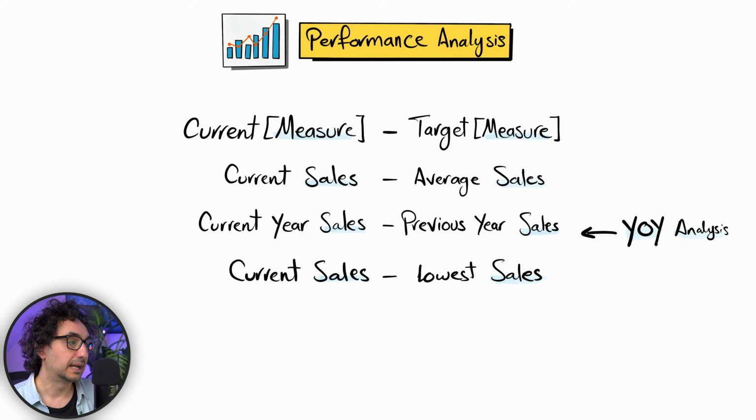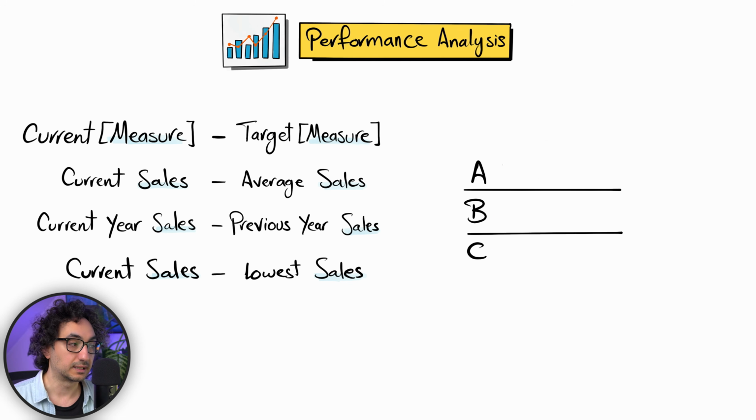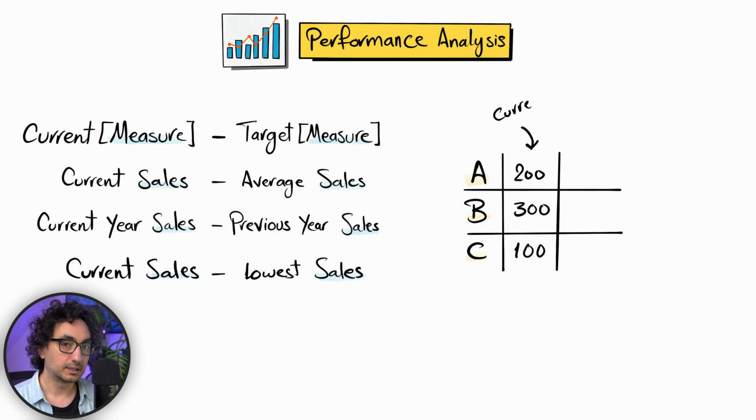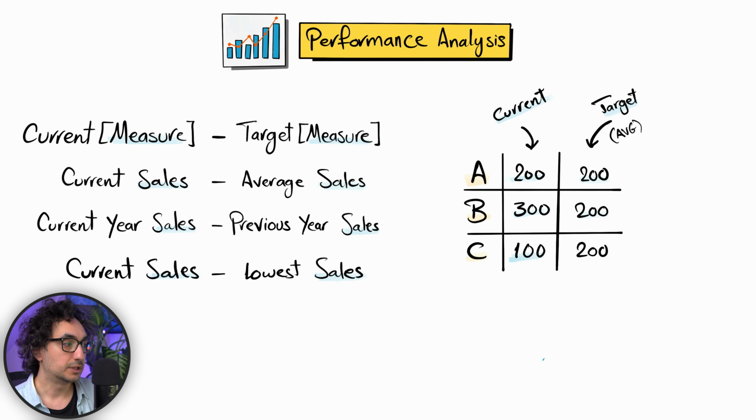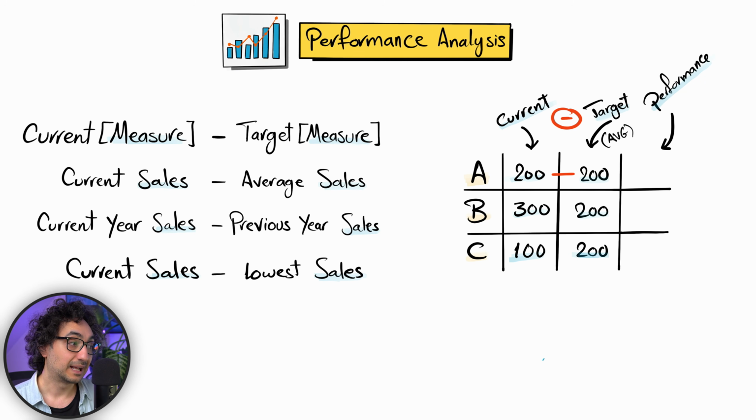So for example, we have here again a measure that is split by 3 categories. So those values are the current values. Now if we have a target, like for example the average, as you can see for each row we have 200. Now once we have those two things in one row, we can simply subtract them. So for A, the current value is exactly equal to the average. Both of them are 200, and the difference between them is 0.